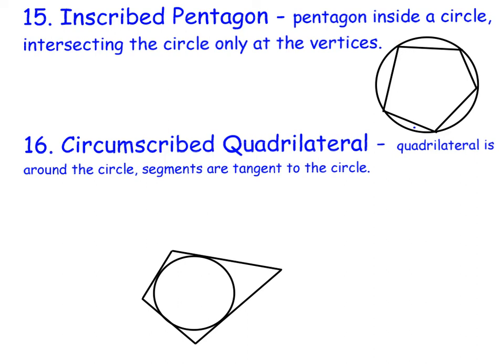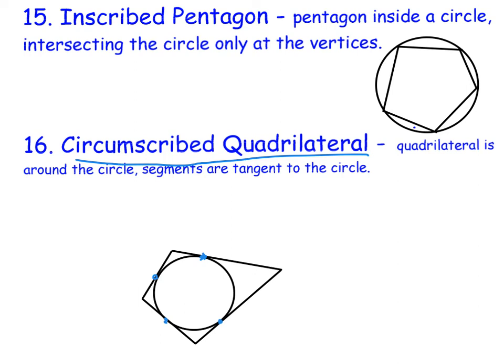Then you have this one, a circumscribed quadrilateral. A quadrilateral is around the circle. The segments are tangent to the circle. Remember we just talked about that point of tangency. So here you have a point of tangency, another point of tangency, another point of tangency, and a final point of tangency. If it's a circumscribed quadrilateral, the quadrilateral goes around the circle.